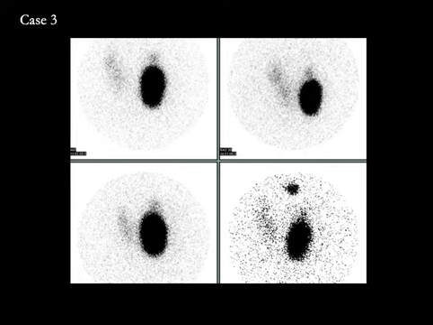The next pattern is shown here in case number 3, where there is focal intense uptake in a nodule involving the mid to lower portion of the left lobe of thyroid, with suppression of activity in the rest of the thyroid, consistent with a solitary toxic nodule. In such patients, the 24-hour uptake value is still elevated. It's more than 30%, but after they are treated with radioactive iodine, this nodule, which will take up most of the radioactive iodine, is ablated over a period of time, and the uptake in the rest of the thyroid, which is suppressed currently, will come back and make the patient euthyroid.